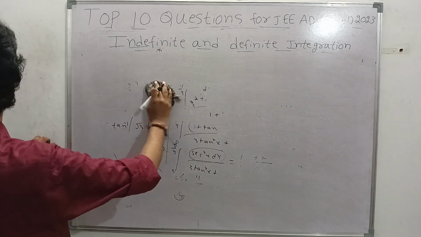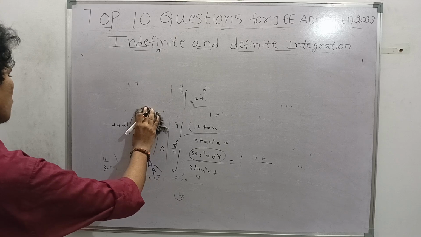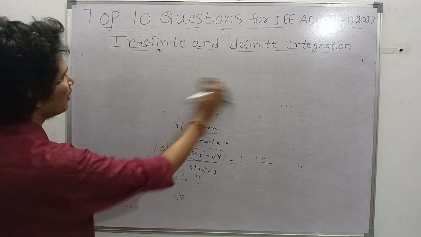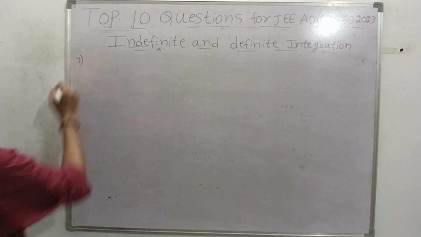Why did I take t is 0? Because by taking t equal to 0, I am able to solve this question. That is the reason I took it like this. Sixth question is completed. Now seventh question.